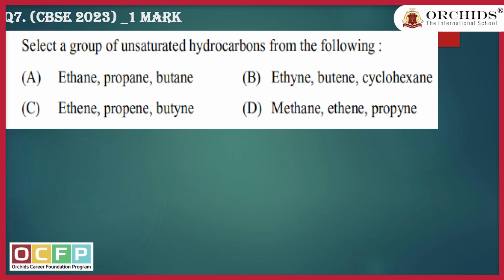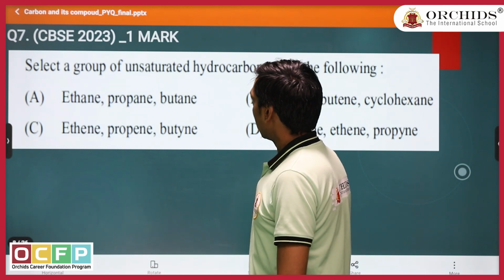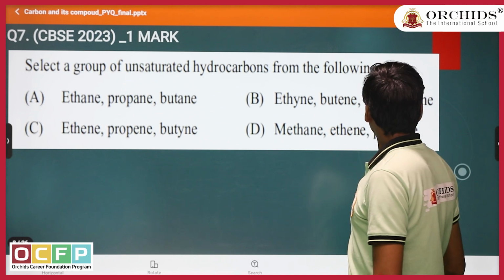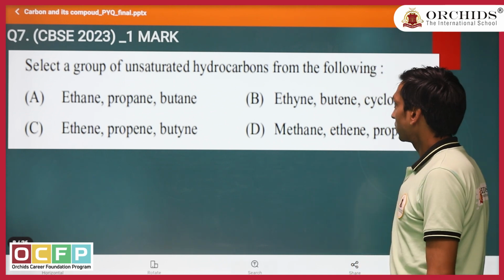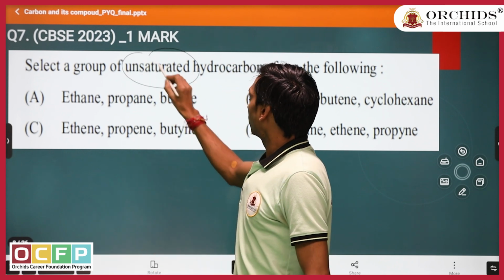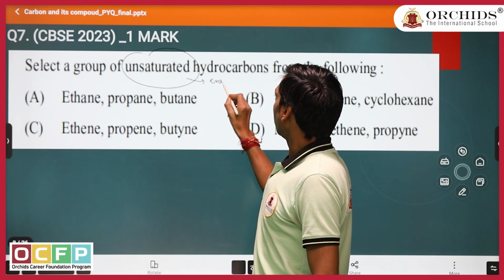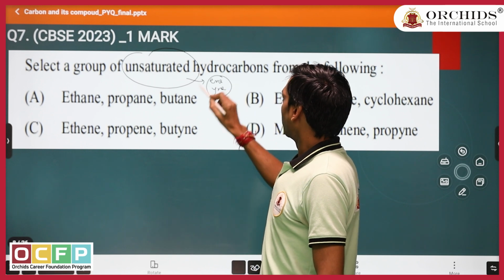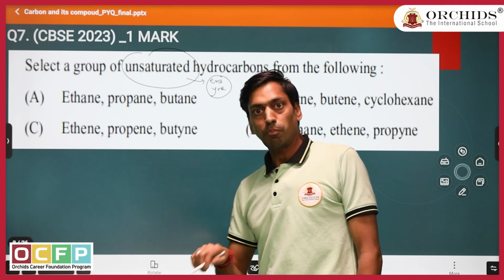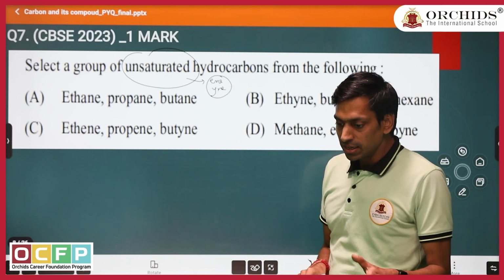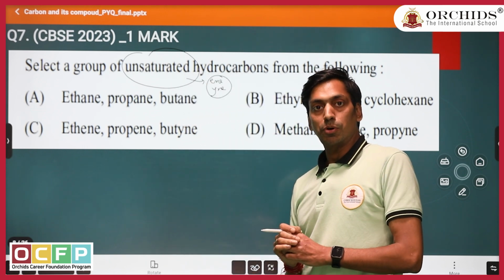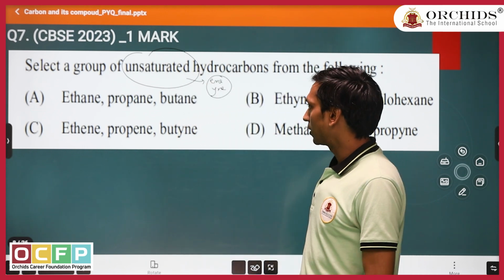Next question. That is from 2023, a 1 mark question. Select the group of unsaturated hydrocarbons from the following. Unsaturated hydrocarbon itself is mentioned. That means it should be ene or yne. Wherever we are having ane, the compound belongs to the alkane series or saturated cyclic compounds, and that will not be our answer. So we can eliminate the option.